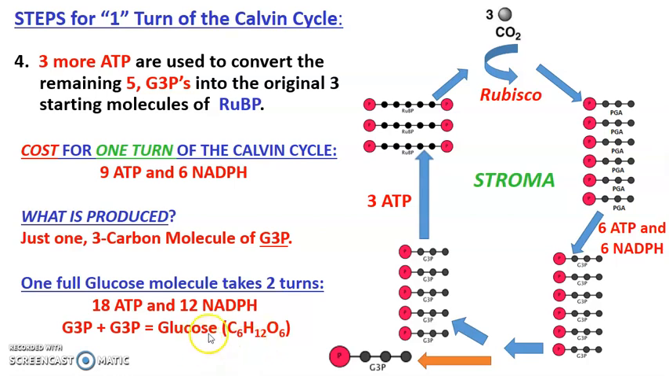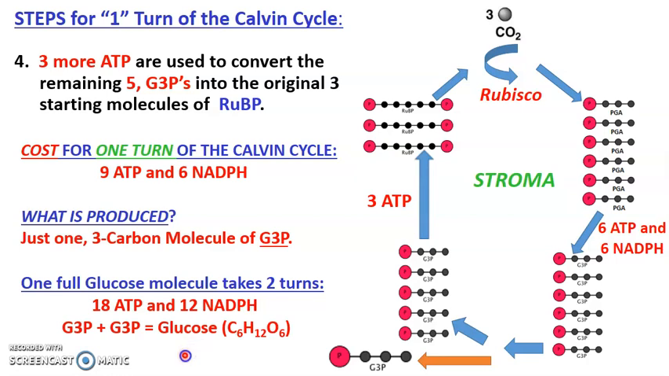I always find the easiest way to remember this is, remember every turn costs you 9 ATPs and 6 NADPHs, and every glucose molecule takes 2 turns of the Calvin cycle. So if I remember it that way, instead of 18 and 12 per glucose, let's say I want to make 2 glucose molecules right here instead of 1. Well, 2 glucoses, with each glucose taking 2 turns of the Calvin cycle, that would be what? 4 total turns of the Calvin cycle to make 2 glucoses.